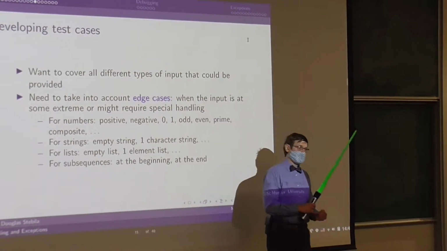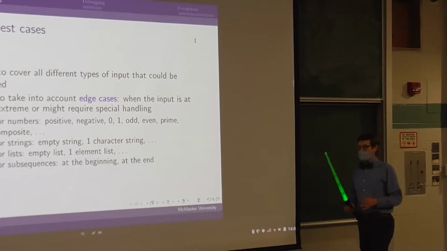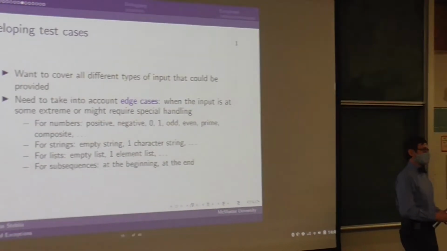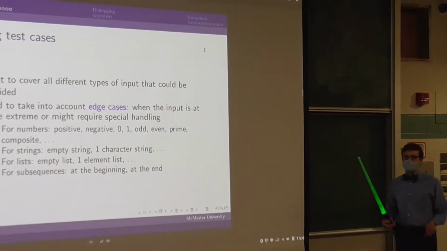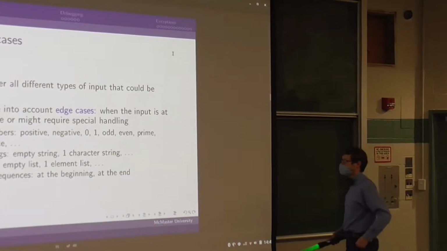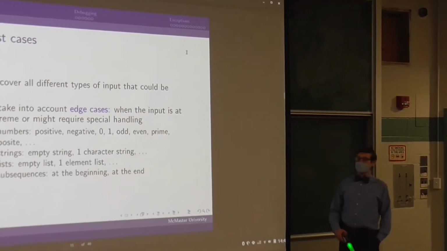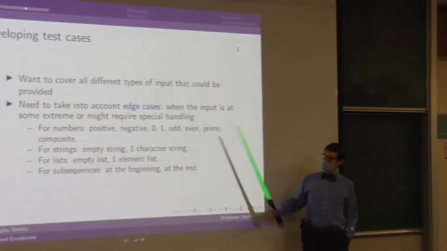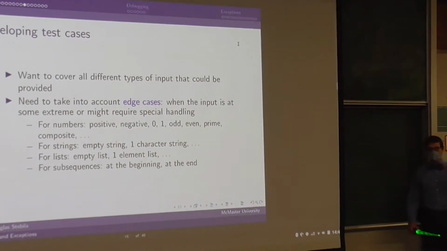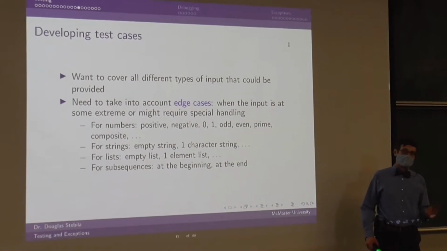Number one, all different types of valid input should be tested, right? If your function can accept a string, a tuple, or a list, and you only test strings and tuples, you have not completely tested that program, right? You also need to take into account what are called edge cases. An edge case is a number where things change from one state to another, right?